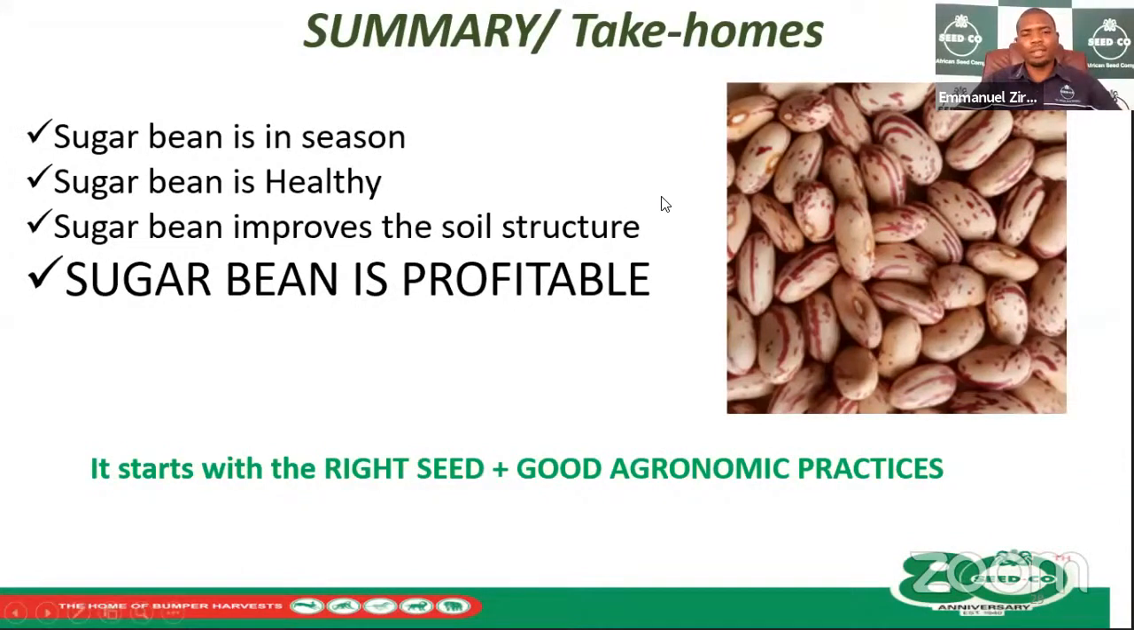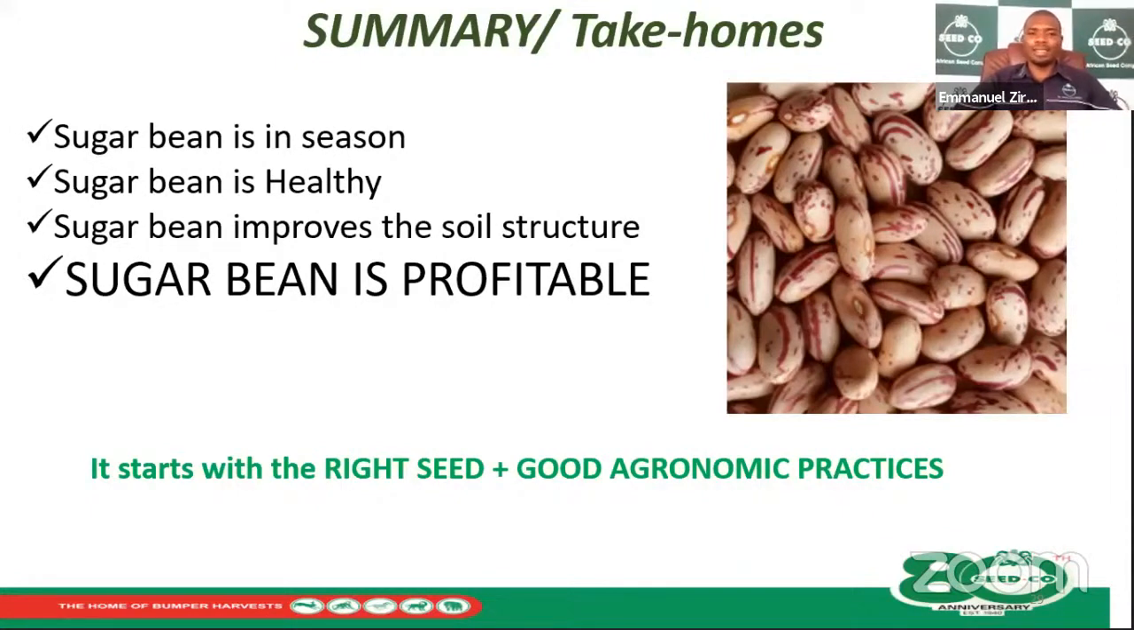Okay. So, dear farmers, you need to know that this is the ideal sugar bean season, and according to the calendar, it starts today, the 15th of January, in the Middelveld. So please make use of this opportunity.